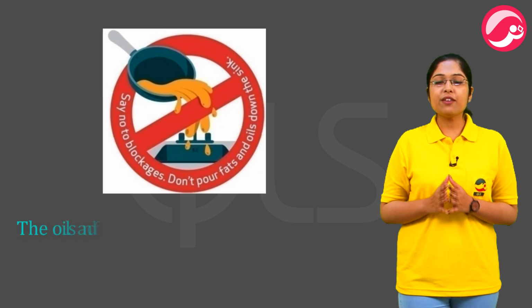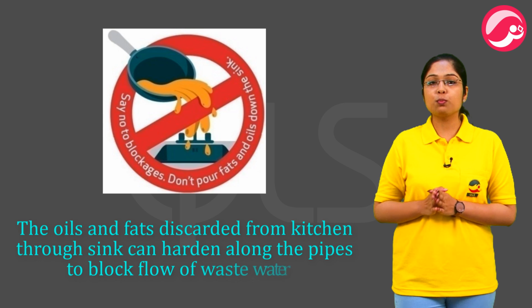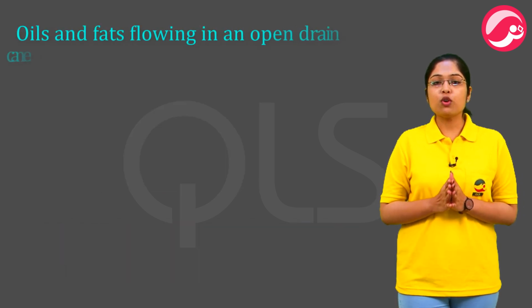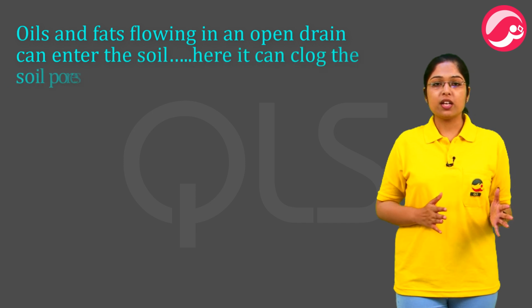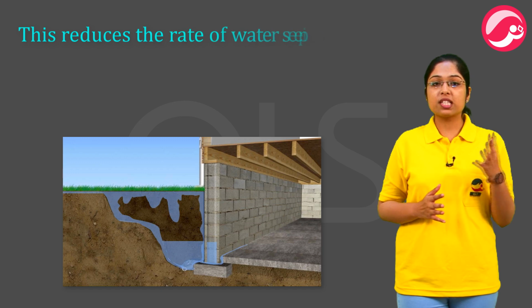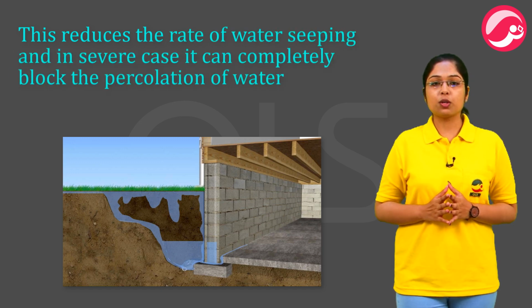The oils and fats discarded from the kitchen through the sink can harden along the pipes and block the flow of wastewater. Oils and fats flowing in an open drain can enter the soil. Here they can clog the soil pores. This reduces the rate of water seeping and in severe cases it can completely block the percolation of water.